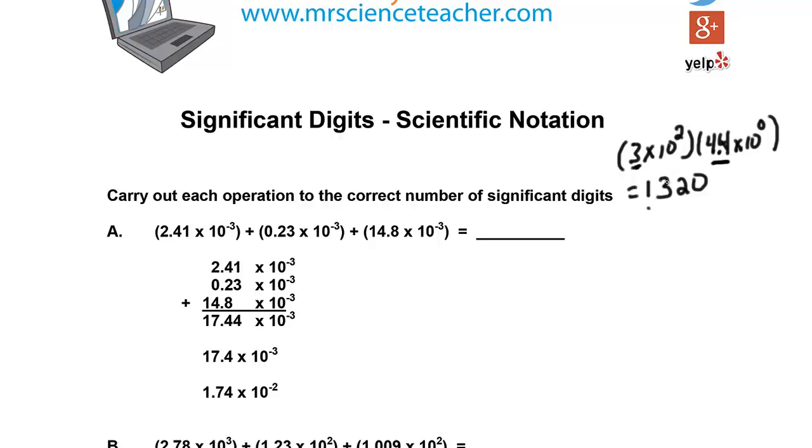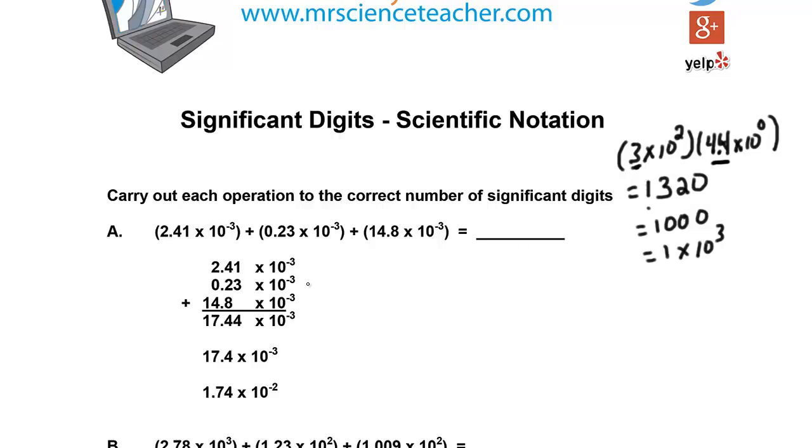This digit 3 is less than 5, so we round down. So the answer is going to be 1,000. And if I put it in scientific notation, then it's going to be 1 times 10 to the 3rd power. 1, 2, 3. We bring that on over. Now, this is what I mean by multiplying using scientific notation.